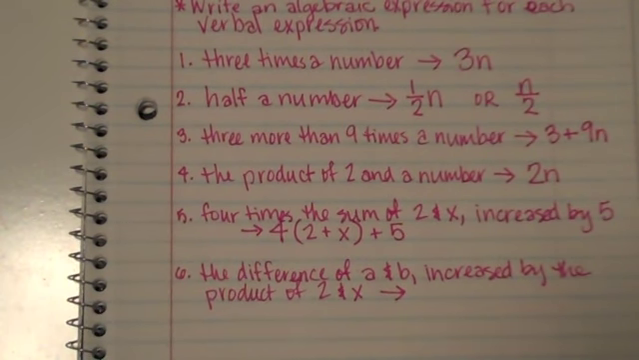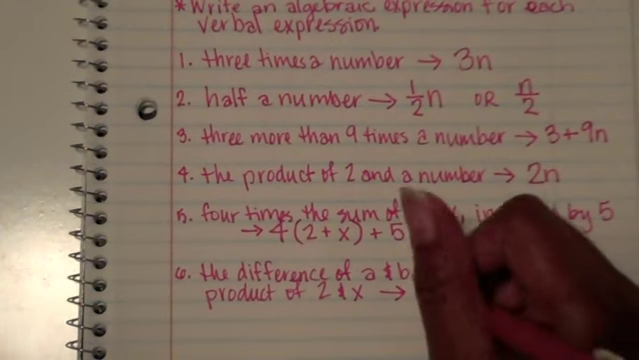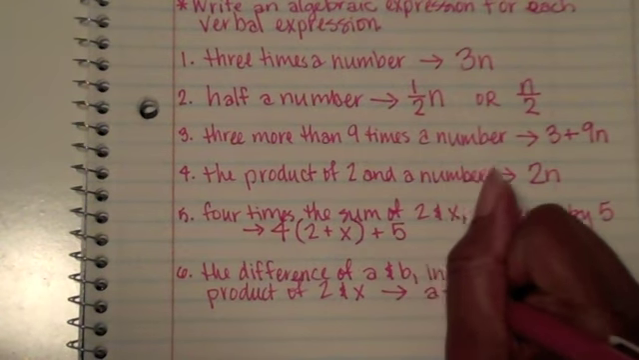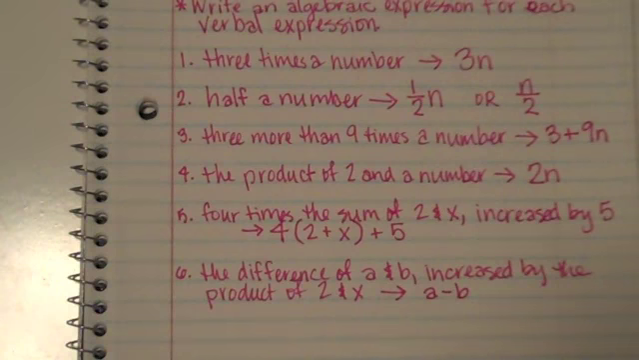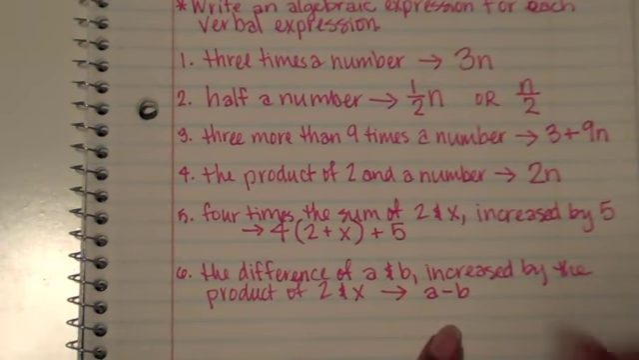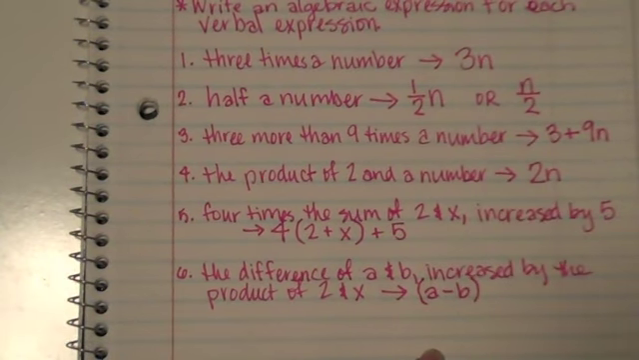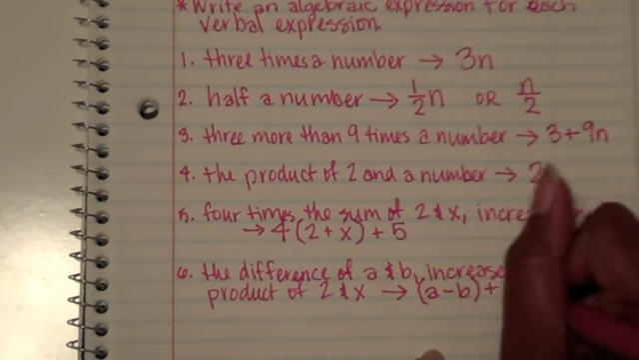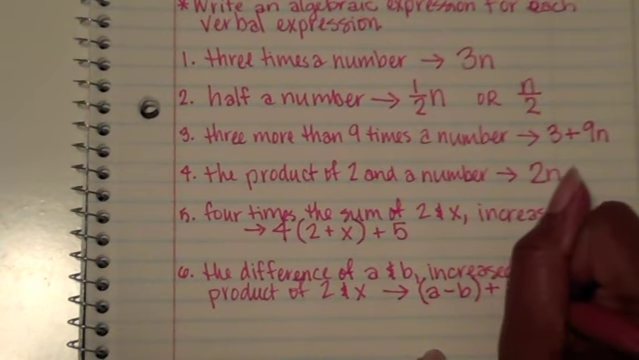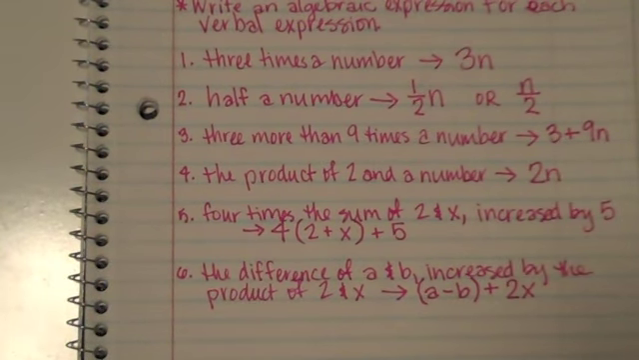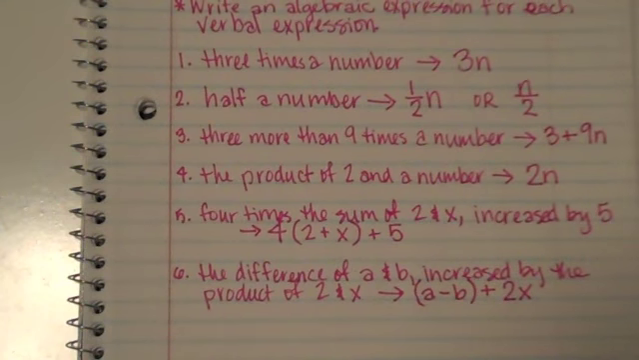Okay, number 6, we've got the difference of a and b. So we can do a minus b, increased by the product of 2 and x. So again, to make sure that this difference doesn't fall somewhere down the line in order of operations, we're going to need parentheses around those. And then we're going to increase by the product, remember that means multiplying, of 2 and x. Alright, so there are just a few algebraic expressions.